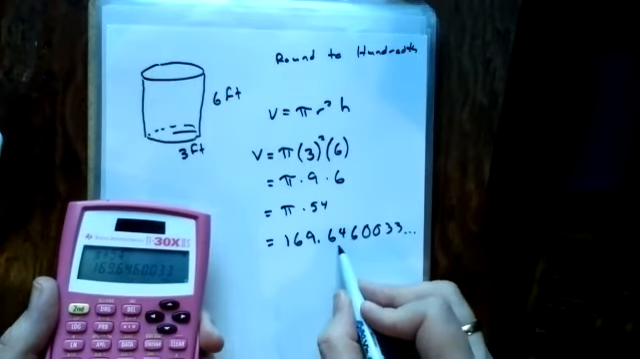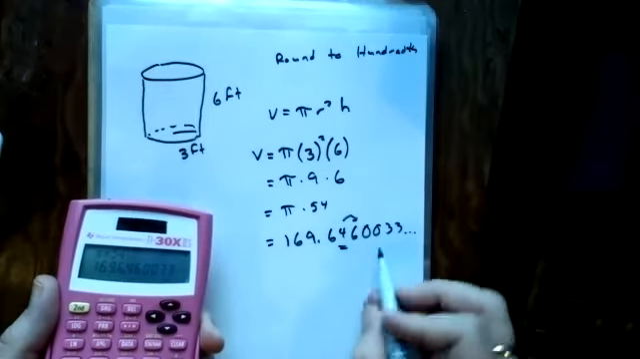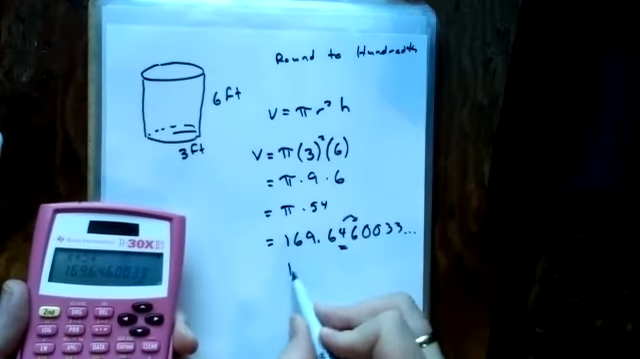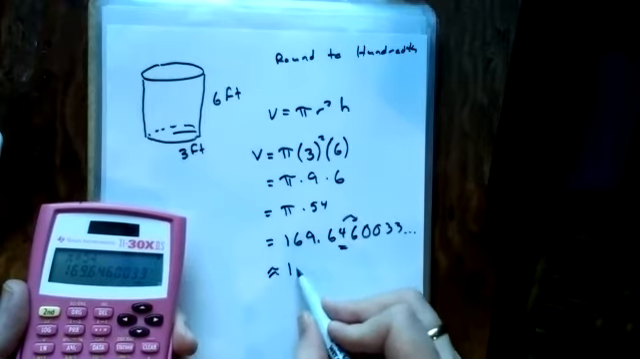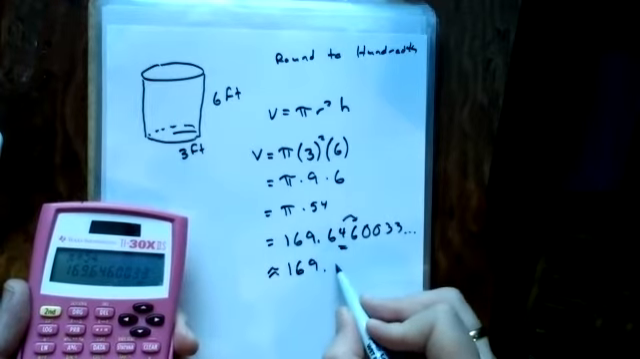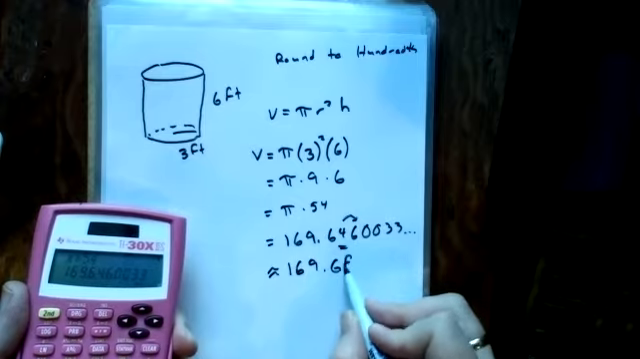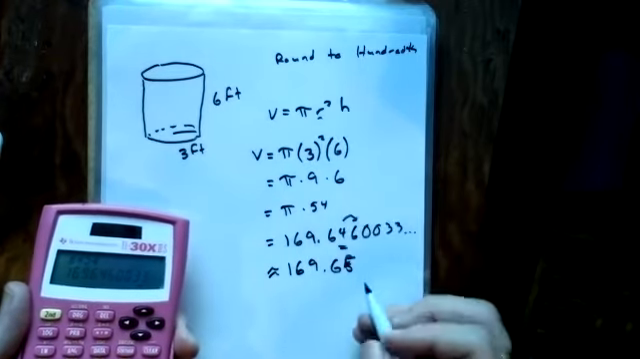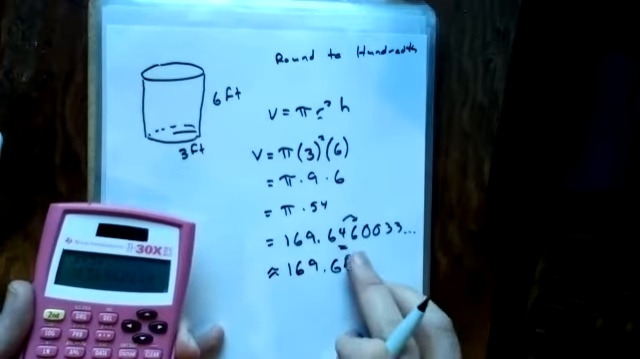Rounding this to the 100th. I found my 100th place. I look one place over. This is going to be about 169.65. And guess what? That's feet squared times feet would be cubic feet.